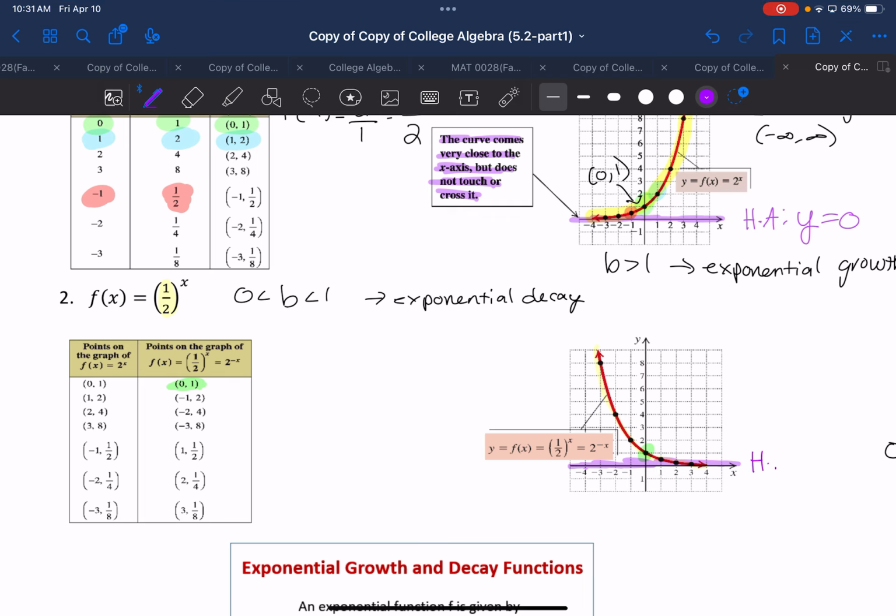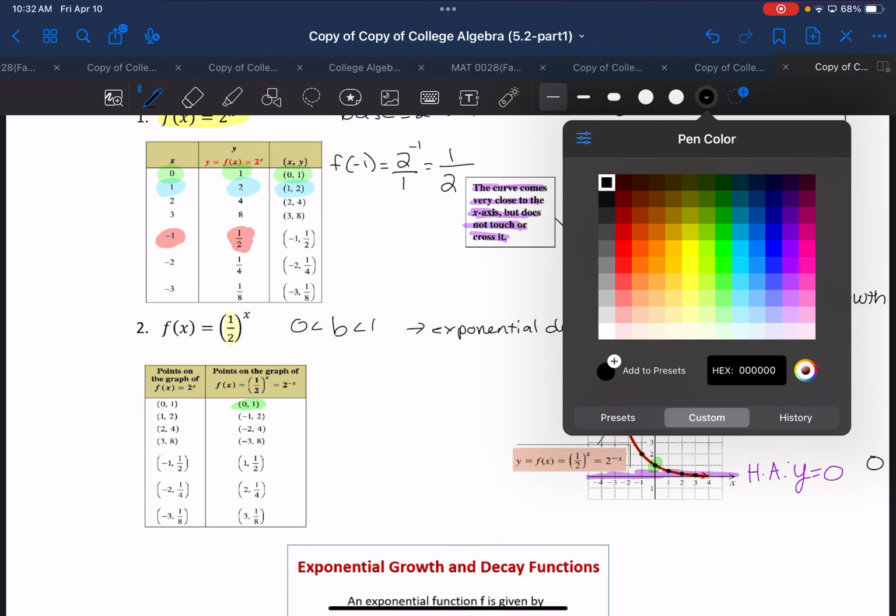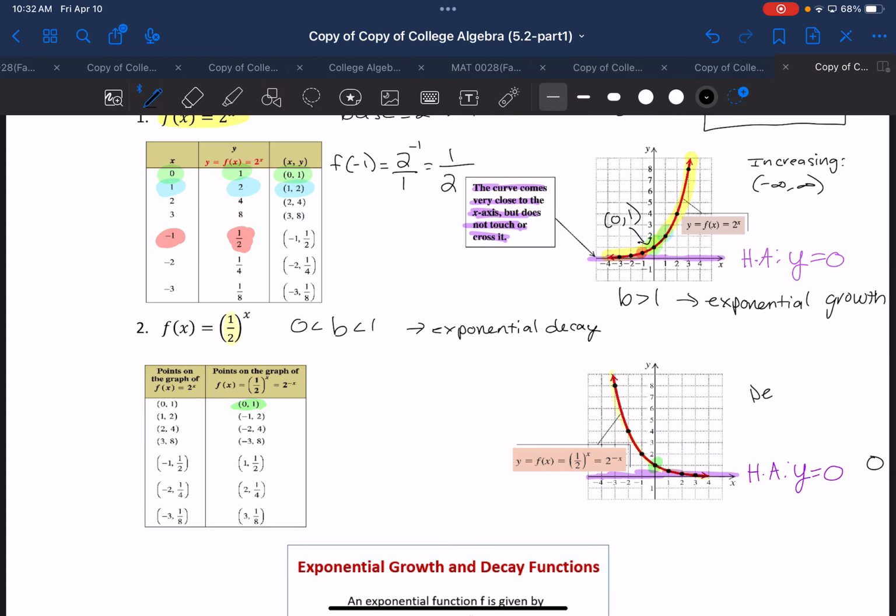The only thing that really changed is that it's decreasing now from left to right. And of course, some of the other points will change as well. So now it's decreasing from negative infinity to infinity.